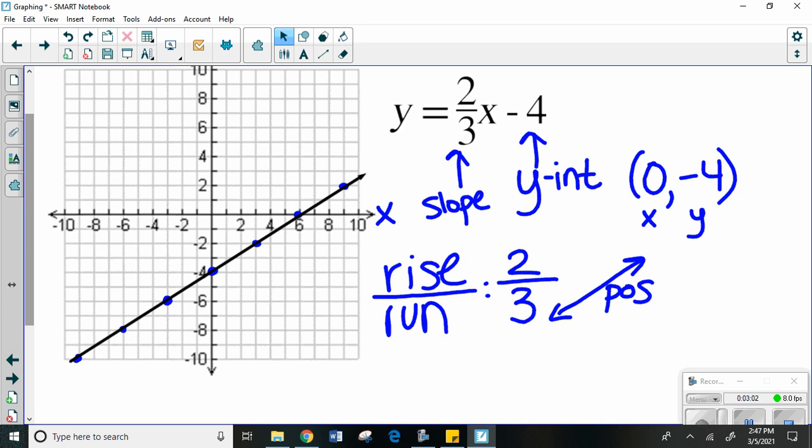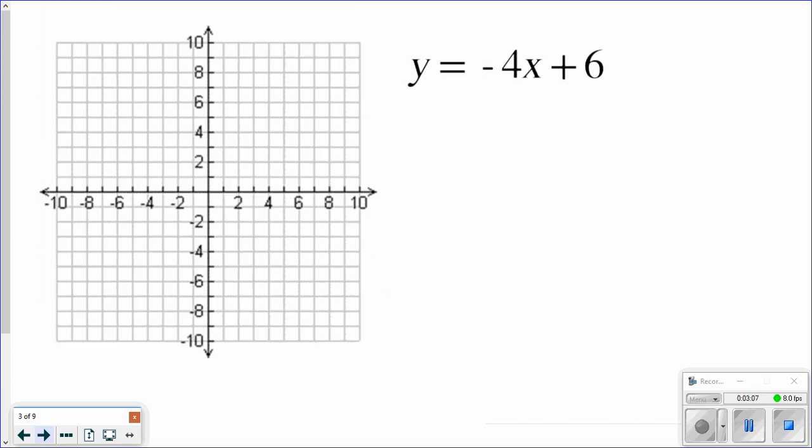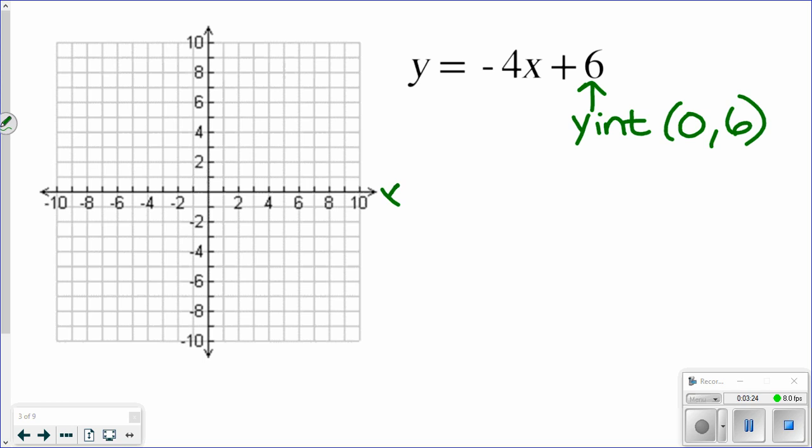Okay, so my next question, the next graph here is y equals -4x plus 6. So this 6 is my y-intercept or my b value, and it's at (0, 6). So I'm not moving left or right on my x-axis. I'm going to stay there. And on my y-axis, I'm going up to 6, and I'm plotting that y-intercept point.